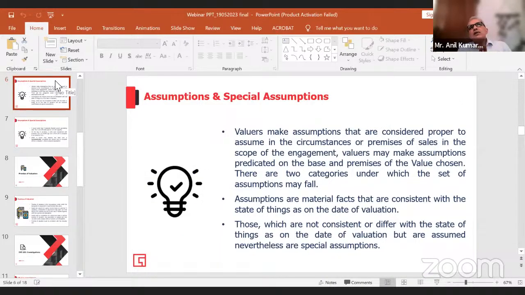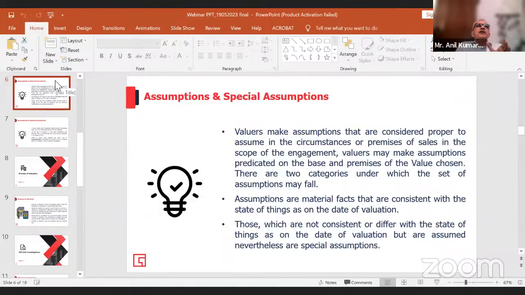Now, when you're actually asked to do a valuation, you're basically asked to do it on a particular date. That's the date of the valuation. That is clearly recorded in the scope of work, and then it follows in the valuation report also. Assumptions are basically those situations which are borne by facts on the ground.